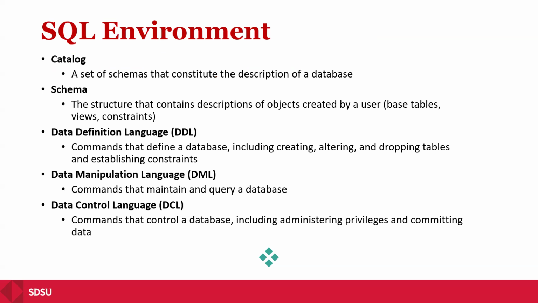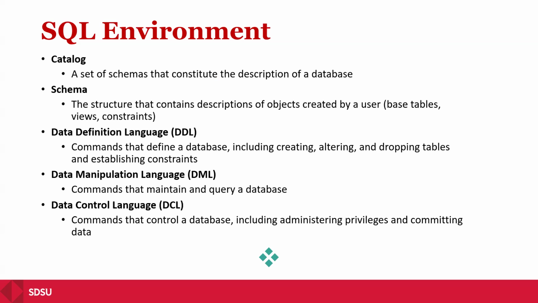So SQL requires an environment. What is an environment? An environment is a place where you do all your work. When we talk about the SQL environment, that includes a catalog. Catalog is the largest container that sits on a relational database. So one database can have multiple catalogs, and then it goes down from catalog to schema. One catalog can have multiple schemas. A schema is a structure that holds related tables together.